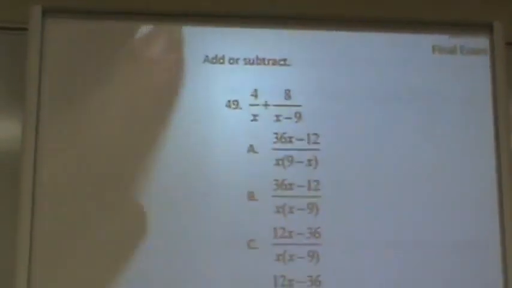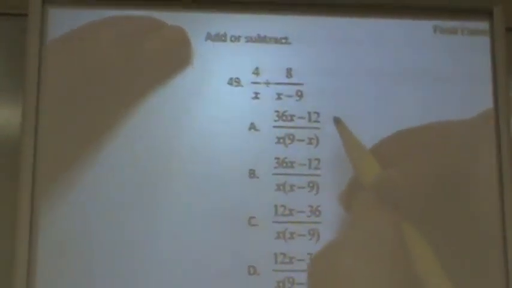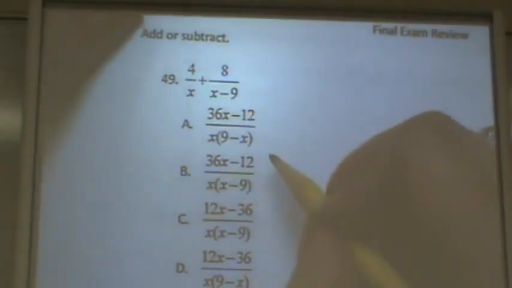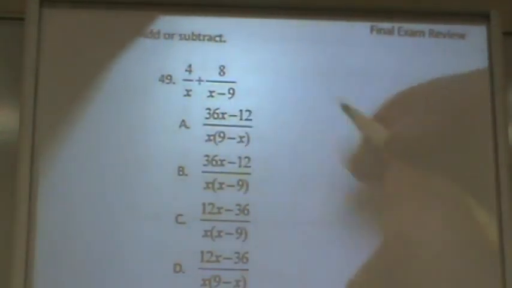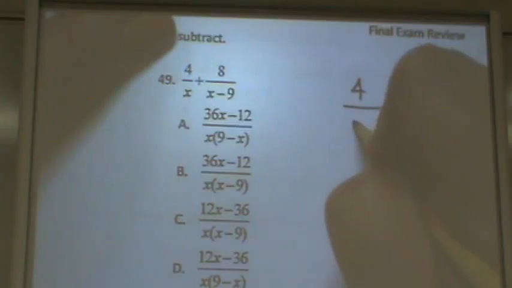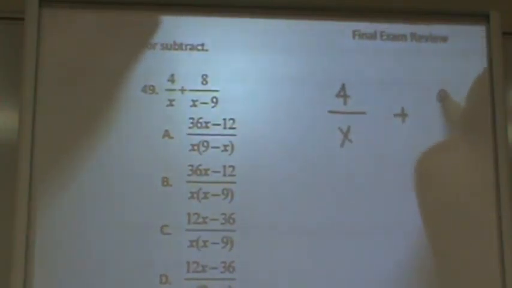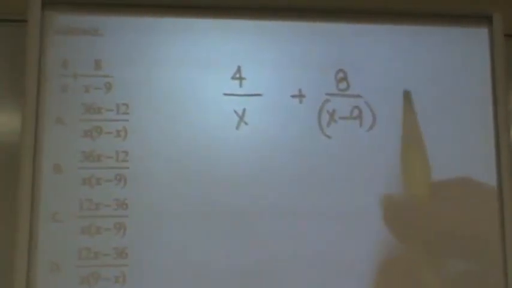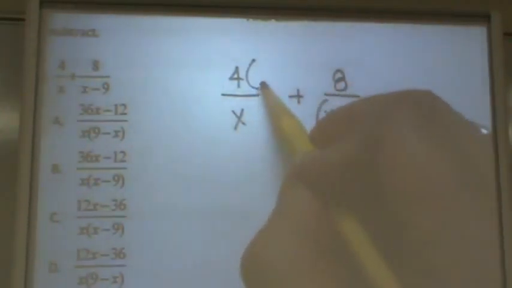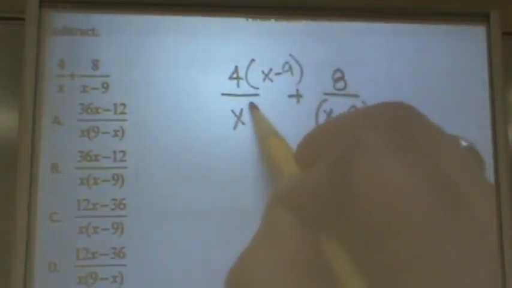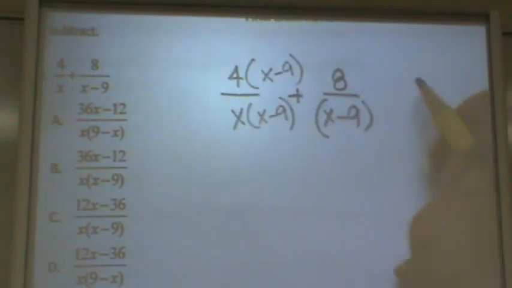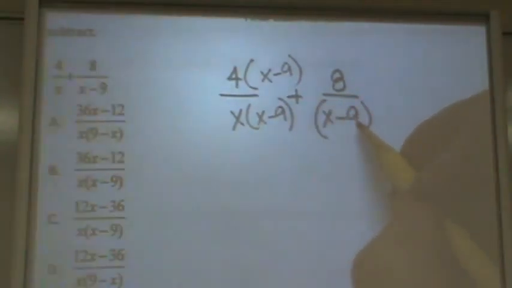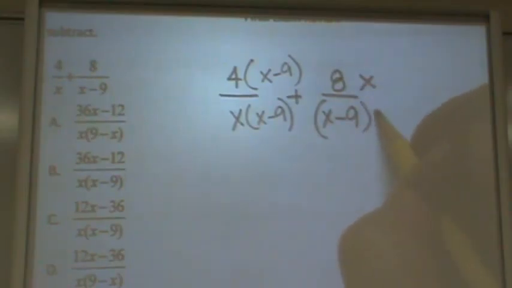We are adding two fractions, but their denominators are totally different. So what we have to do is find a common denominator. In the common denominator, I'm going to rewrite this problem here. The common denominator is x times x minus 9. So we have to multiply this 4 by x minus 9. Whatever you do to the bottom, you do to the top. And the second fraction, you have to multiply both top and bottom by x.